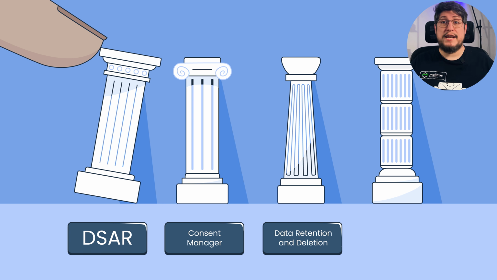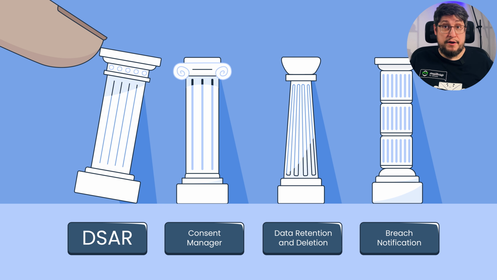Problem 3. Data retention and deletion. Automatically deleting data that you no longer need, because keeping it longer than necessary is a GDPR violation. And Pillar 4. Breach notification. If there's a data breach, you have 72 hours to notify authorities and affected users. Each of these can be automated. Let's look at them one by one.